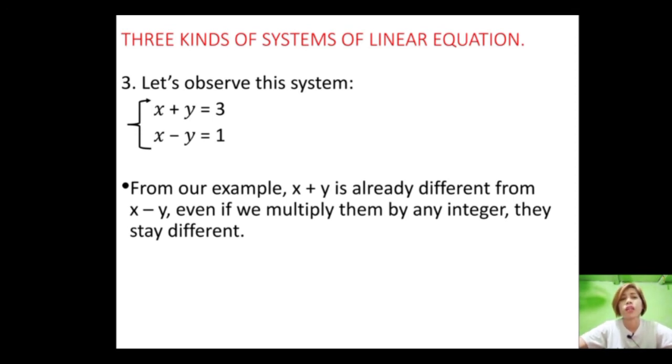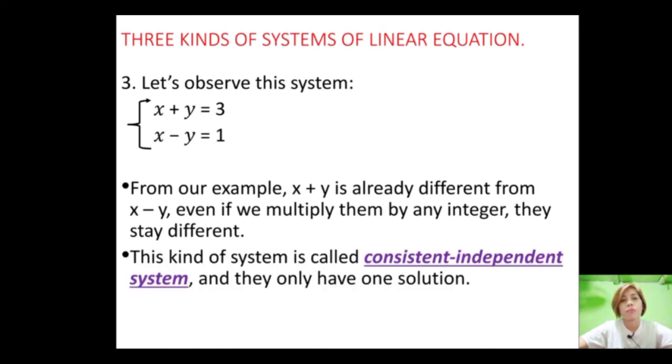So, kagaya po ng binanggit ko kanina, kahit po i-multiply po natin sa parehas na integer, yung first o kaya yung second, magkaiba pa rin po sila. So, kapag po ganyan, ang tawag po dyan, system na yan is consistent independent system. And, ang solution po niya is only one. Hindi sa lahat ng pagkakataon, one. Yan po ay ibig sabihin, iisa lang po ang solution. Isang ordered pair lang po ang solution. Okay?